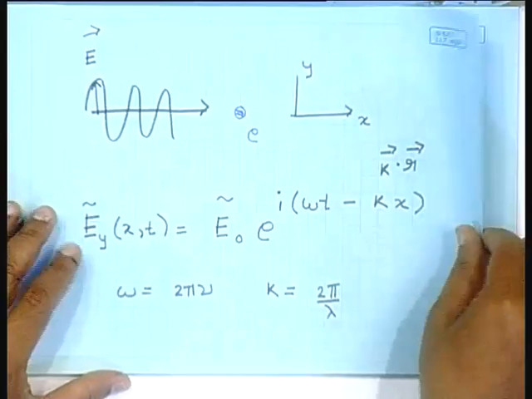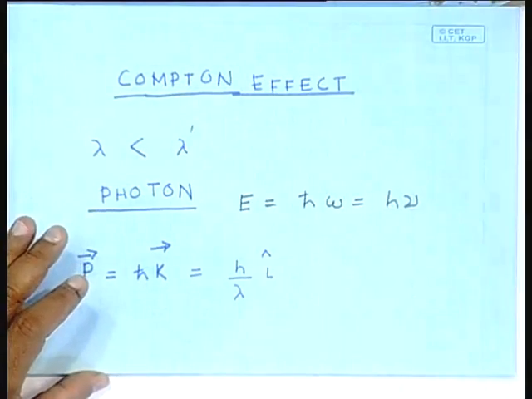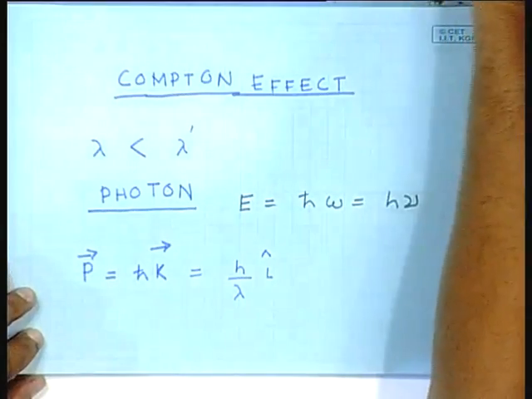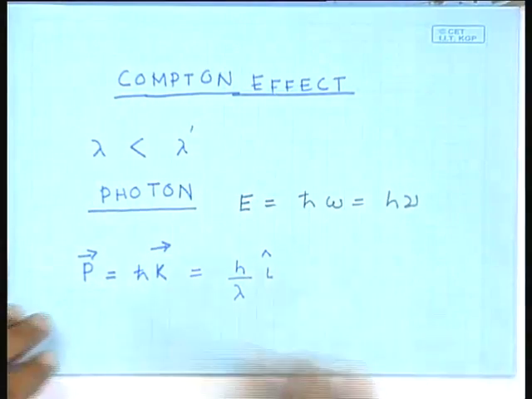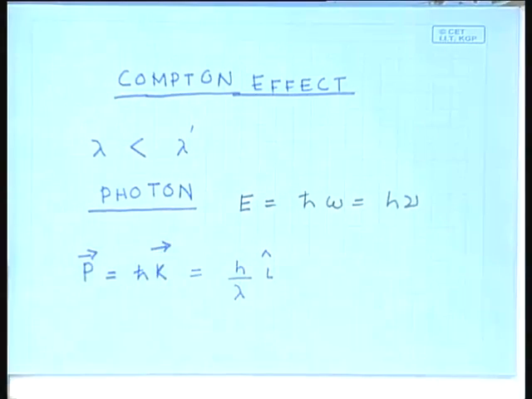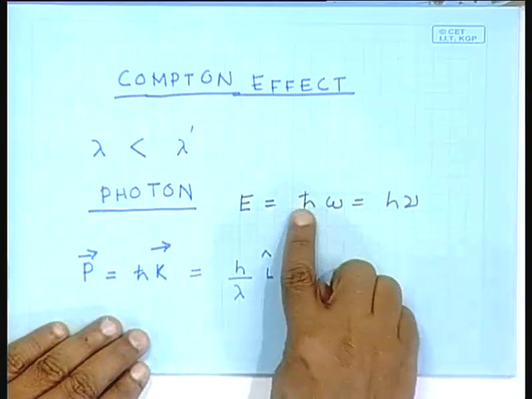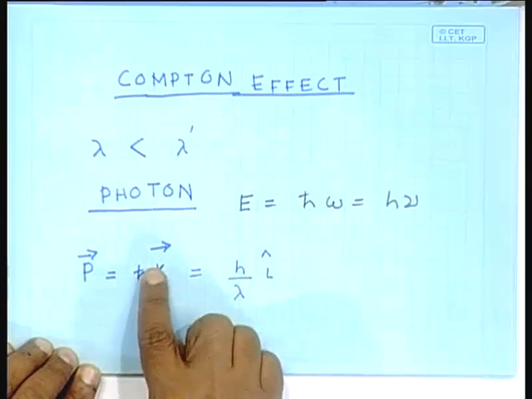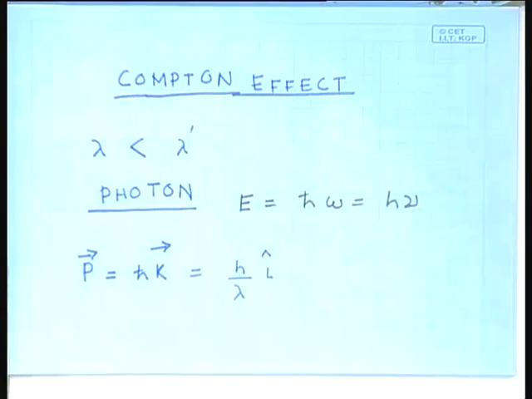So instead of thinking of the radiation as a wave, we are now going to try and see if I think of it in terms of photons as particles which have discrete energy h cross omega or h nu and momentum h by lambda, h cross k or h by lambda. So instead of thinking of the X-ray as a wave, if we think of it as a particle, can you explain the Compton effect?